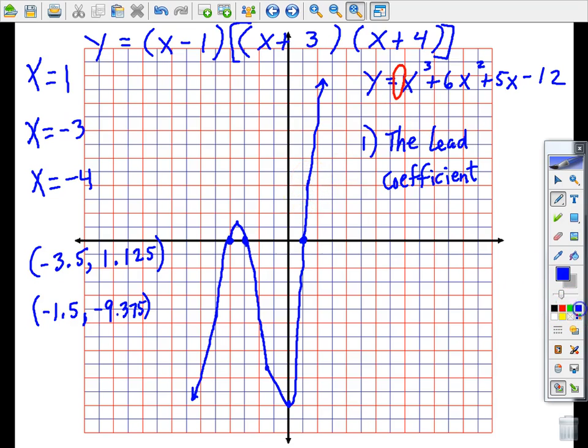Okay? So step number 1, if you want to analyze end behavior, what is the graph doing? Check out the lead coefficient. If the lead coefficient is positive, which in our case it is, then on the right side the graph will go up forever. I'm just going to word it as goes up on the right.